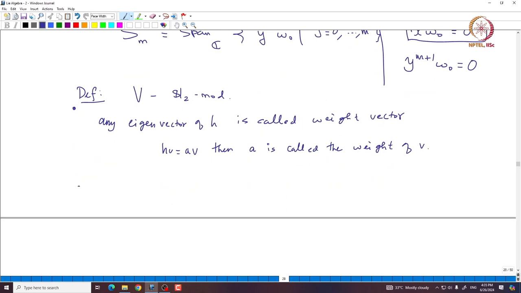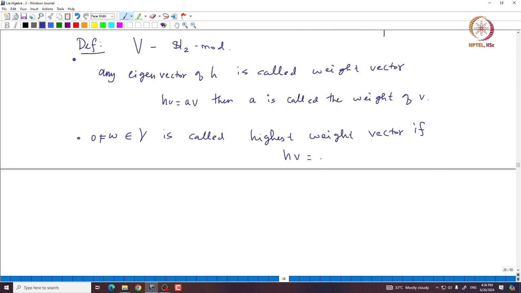A non-zero vector w in V is called a highest weight vector if, whenever you apply h, it gives you some weight, let us say a times v for some a in C. So let us say a highest weight vector of weight a, where we fix that a in C. Then we should have h v equal to a v, and x v should be 0.